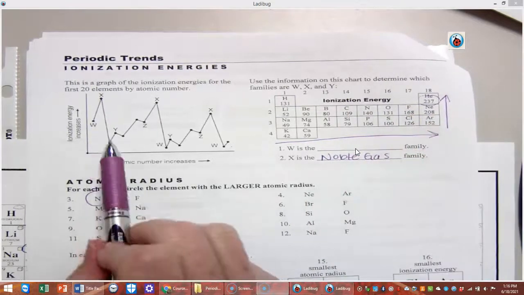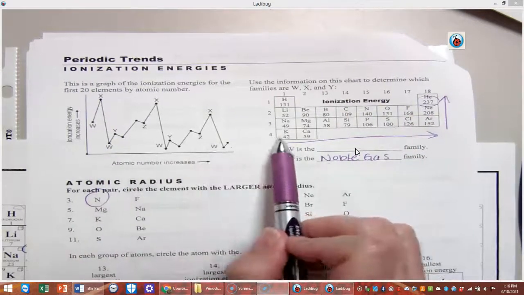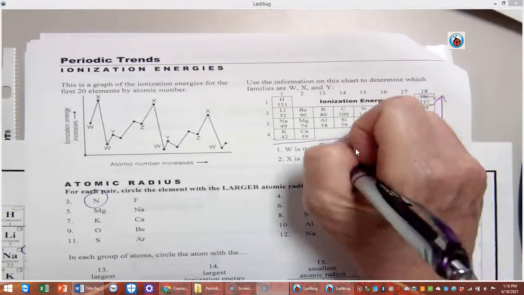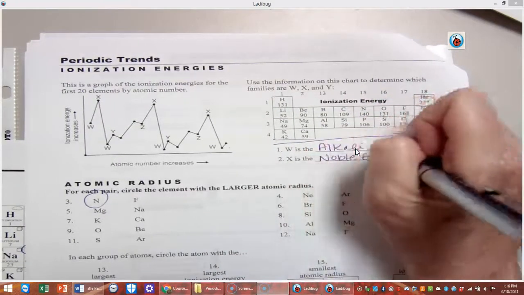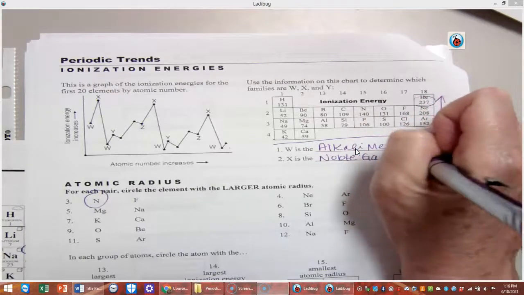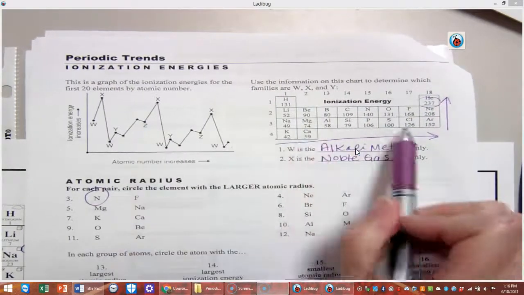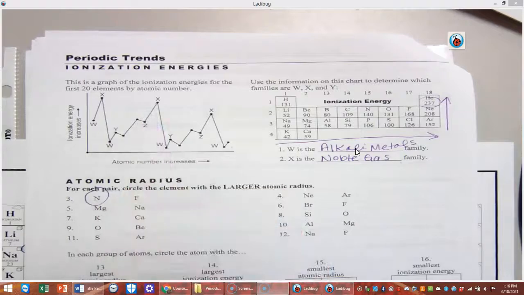All right, and then the lower ionization energies would be over on this side, right? And who's that, group 1? Group 1 are the alkali metals. All right, and then everybody else would fall in between there. Okay, there's a test question just like that.